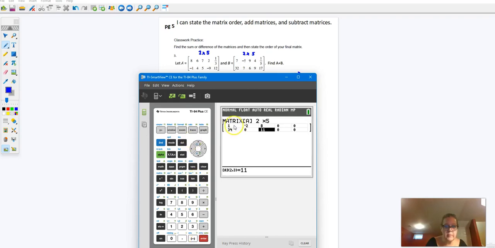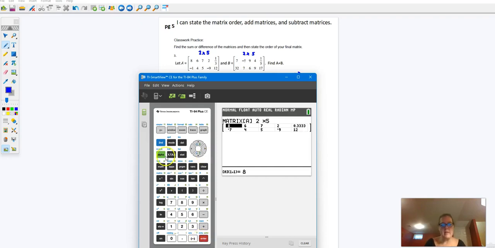What am I doing? Wrong row. Let's try it again. 8, enter. 6, enter. 7, enter. 2, enter. 1 divided by 3, enter. -1. 4, 5. -9. 12. So that's matrix A.